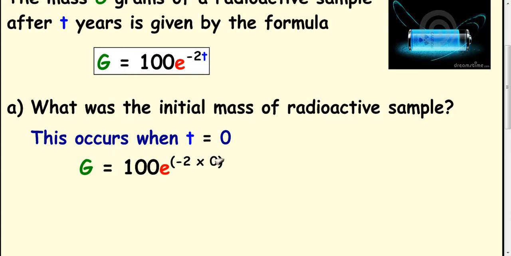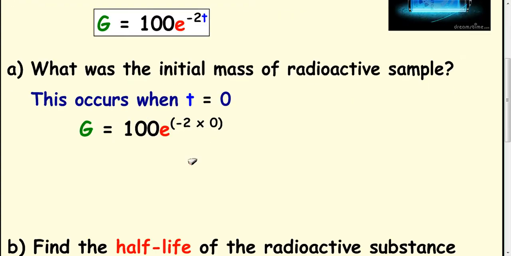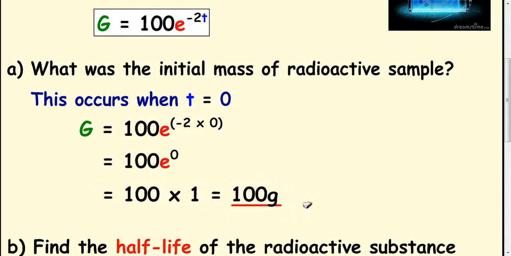So negative 2 times nothing is just going to go to 0 basically. So you're going to get 100 times e to the 0. Now anything to the power 0 is 1, so this will turn into 100 times 1, which is just 100 grams. So the initial mass of the radioactive sample was 100 grams at time 0.